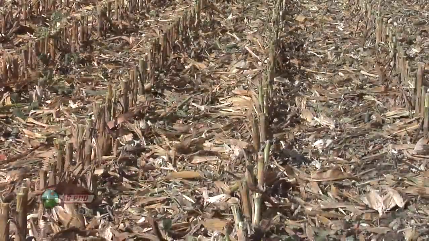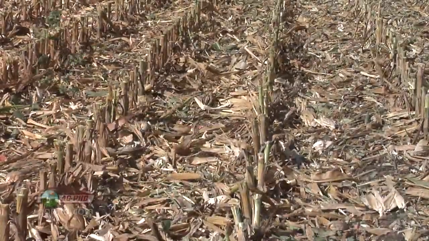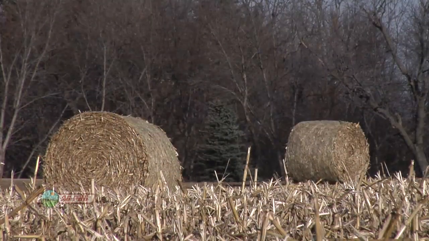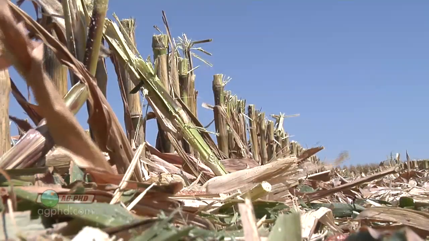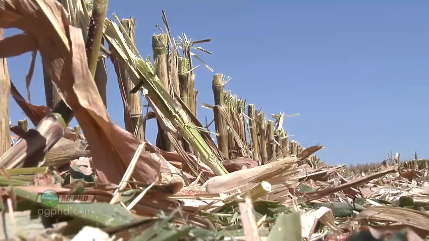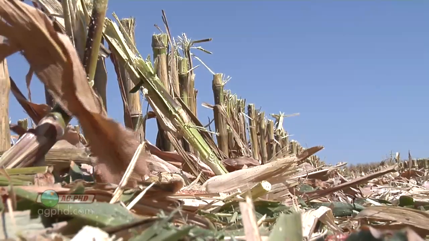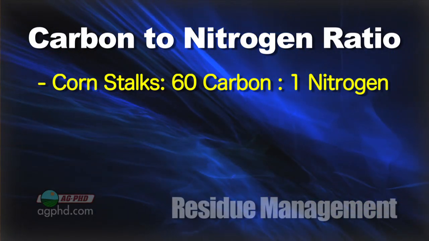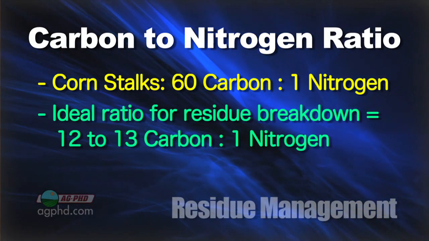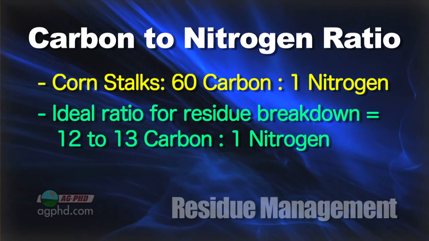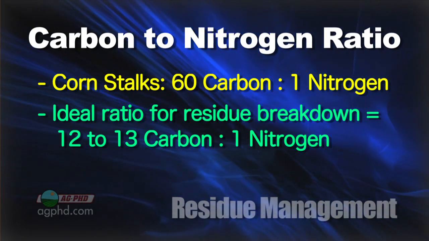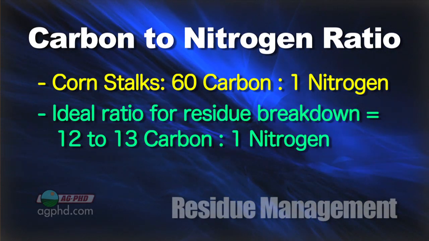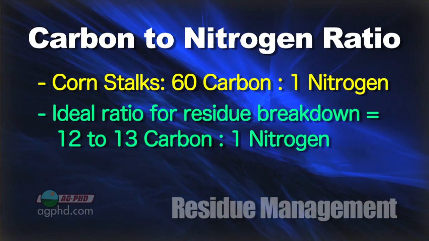Well, when you think about corn stalks, for example, how many tons are going to be out there per acre? There's quite a few. If you were to bale them up, you'd get quite a few bales per acre. So when we're looking at that residue and thinking about the weight of that residue, also think about that carbon to nitrogen ratio that I started talking about. With corn stalks, it's typically about 60 parts carbon to 1 part nitrogen. And for the microbes in the soil to break it down, we need to get that ratio down to about 12 or 13 parts carbon to 1 part nitrogen. So you can see why it's so important when we're trying to break down corn residue to add a little bit of nitrogen to the equation.